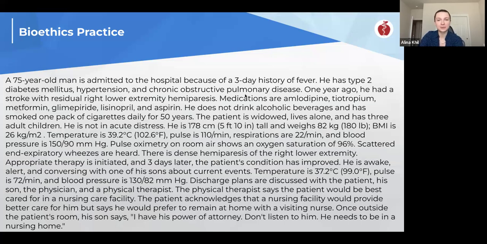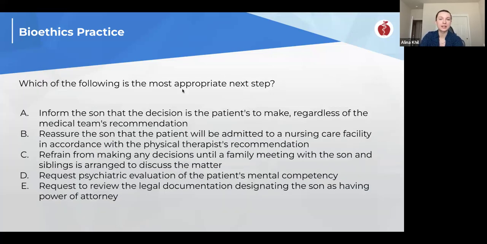So with ethics questions, they can have these really, really long vignettes. So my approach for this is I actually like to read the question and look over the answers first, because that tells me what my options are. That way I don't spend the whole vignette reading and thinking about something that may not even be what they're asking about or may not even be an answer choice. So here they're asking us about the most appropriate next step.